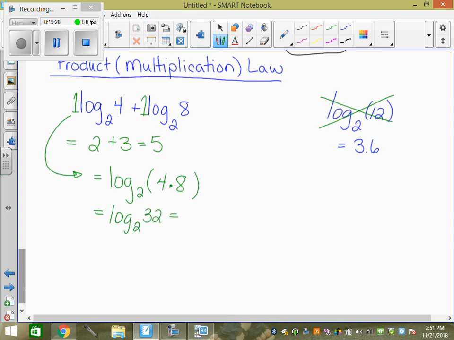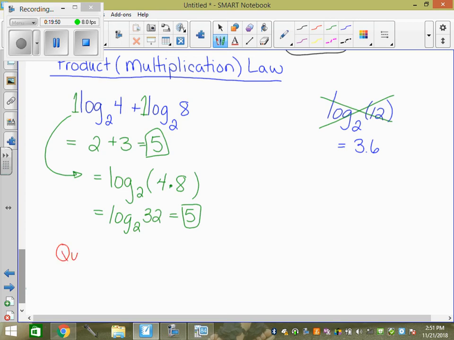2 to the what is 32? 5. Same answer. Now some people say, well, why am I going to put them together if they're just numbers? They'll put variables in. And then you can't just solve them separately and add them. So that's the multiplication law.